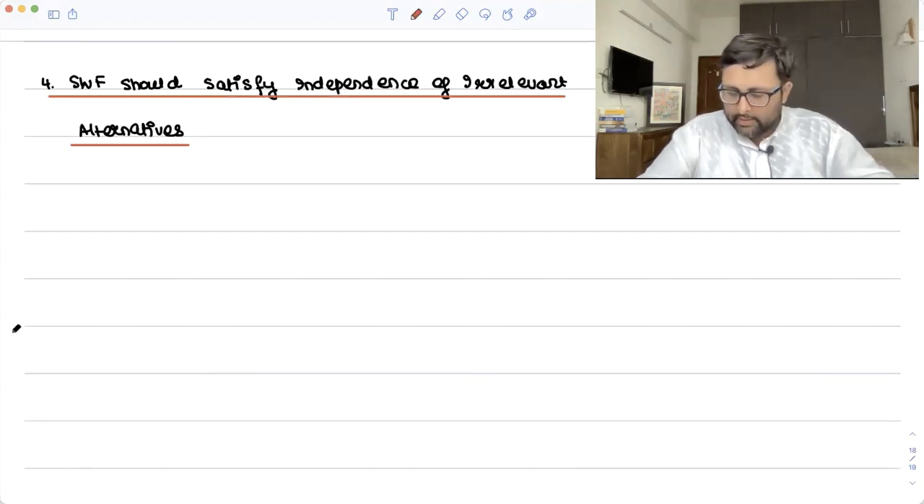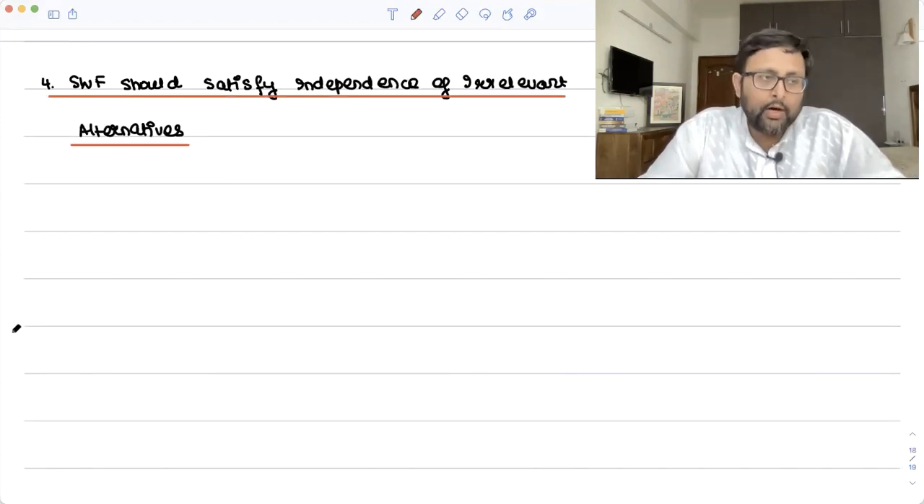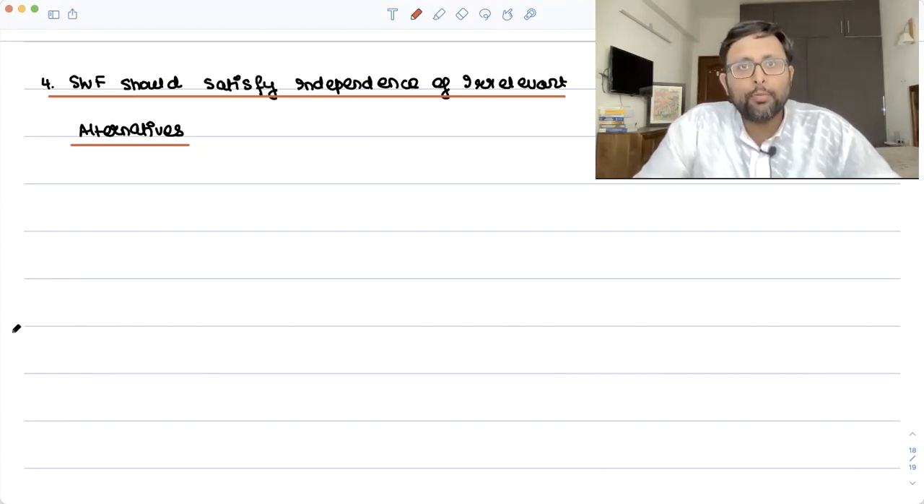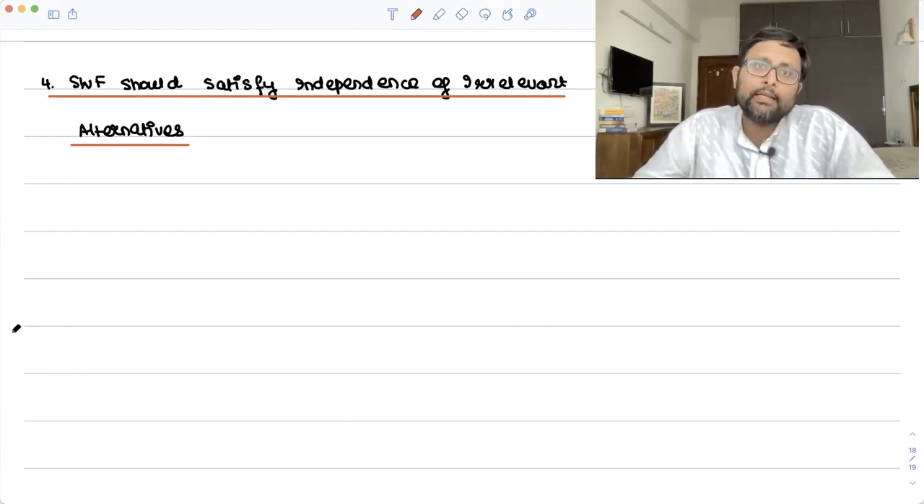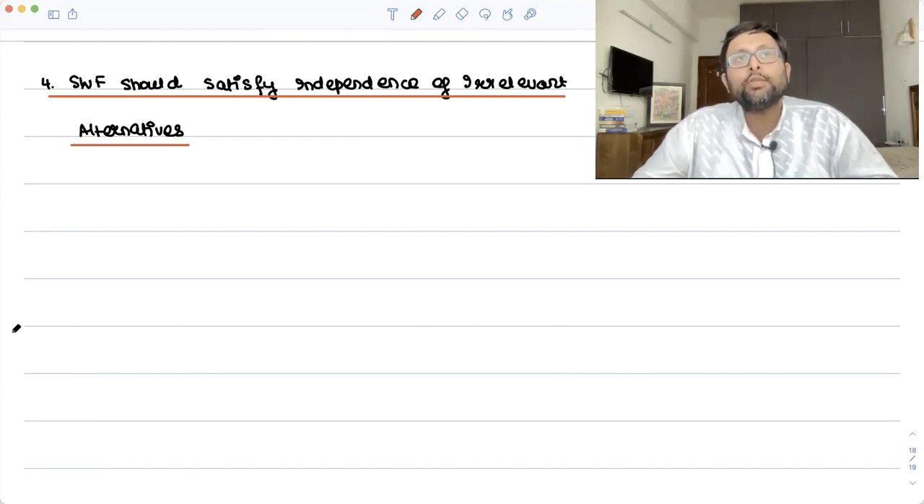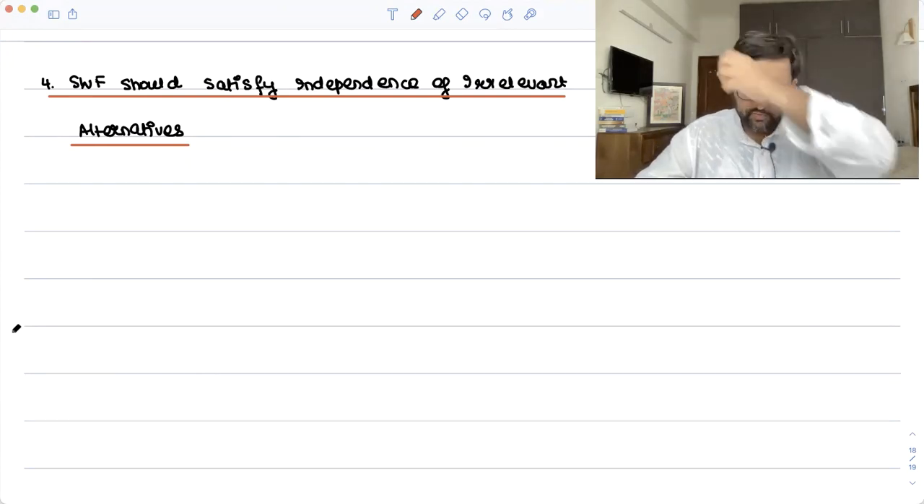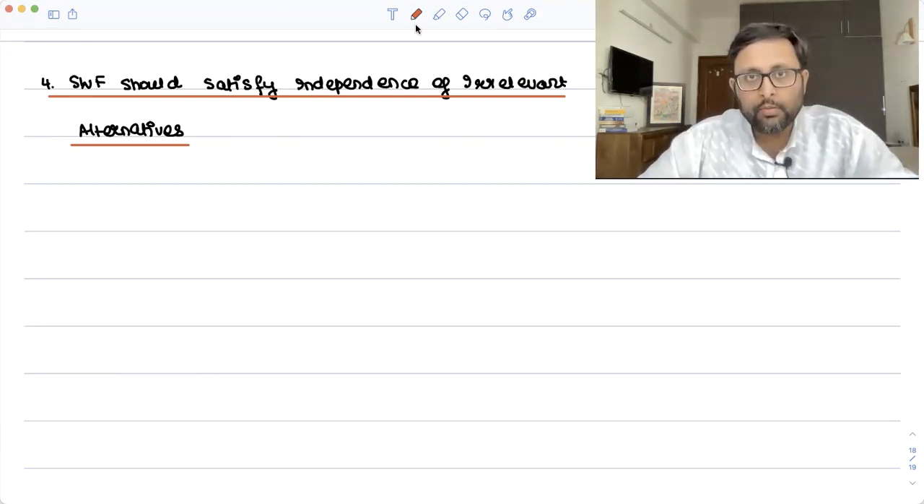So what is this saying? If you're going to figure out how society is thinking between X and Y, right? Then we should only focus on X and Y. We should not be worried about how society is thinking about Z. Are you getting what I'm trying to tell you? So if we are trying to figure out how society is weighing the two options X and Y, then what society thinks about Z should not matter. That is an irrelevant alternative, right? So please write.